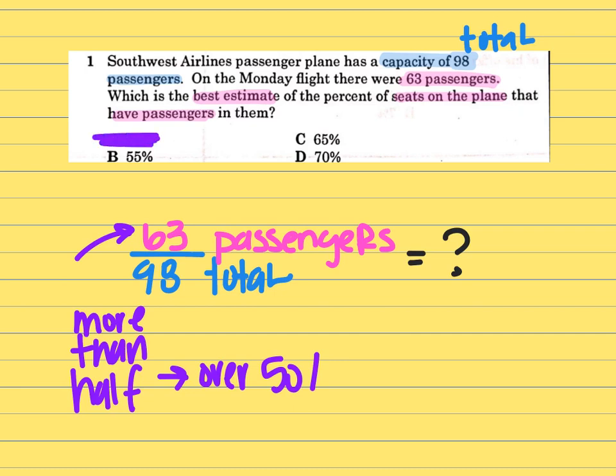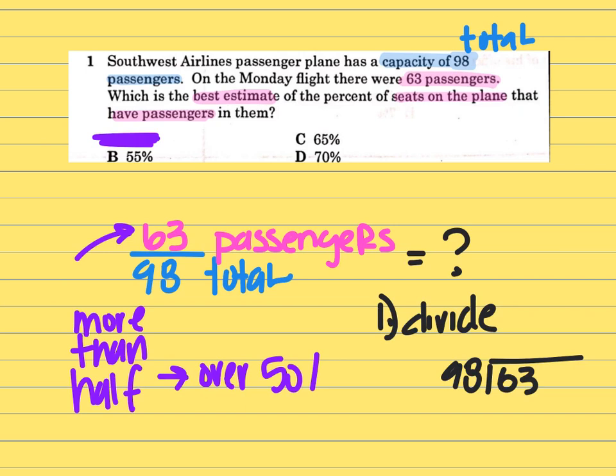I can tell A is totally wrong because it's definitely not over 50%, but for me to do this, I am going to divide. And I would say 98 goes on the outside, 63 goes on the inside. You could use your calculator also, and you would type 63 divided by 98. When you type that in your calculator, it is going to say 0.642, and then it's going to keep going.